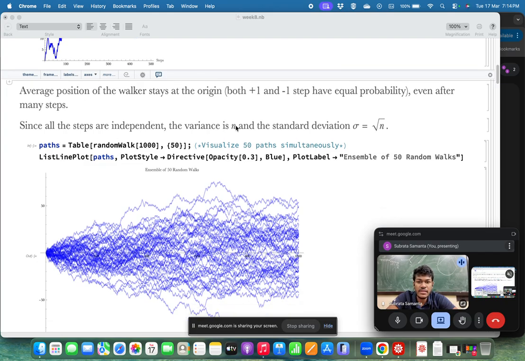Here n is basically the number of steps. So the mean is 0, but the variance is n, and the standard deviation is basically the square root of n. You can easily calculate this because the mean is 0.